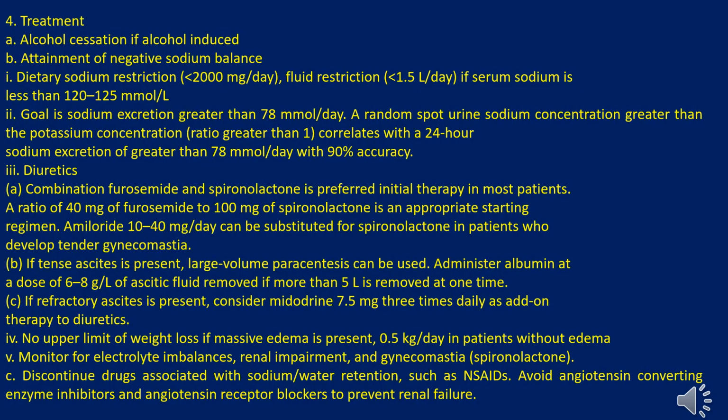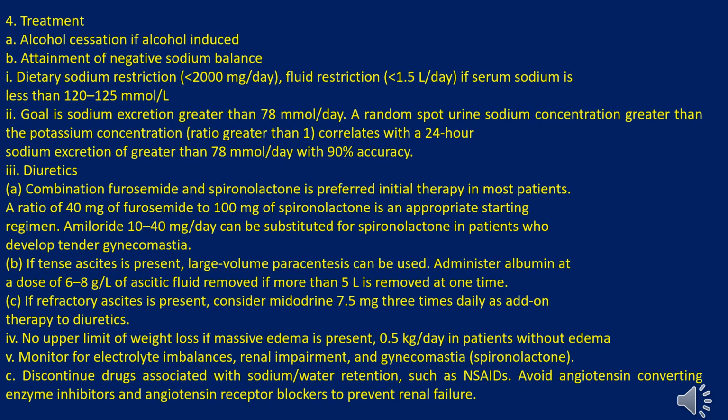4. We will now discuss the treatment of ascites. We can do so by A. Alcohol cessation if it is alcohol-induced. B. Attainment of negative sodium balance. 1. Dietary sodium restriction to less than 2000 mg per day, fluid restriction, that is less than 1.5 liters per day, if serum sodium is less than 120 to 125 millimoles per liter.